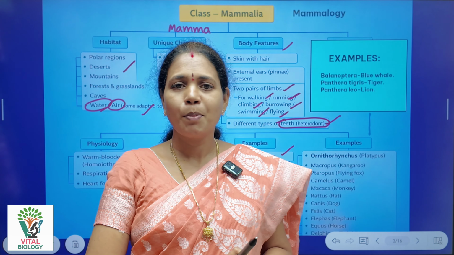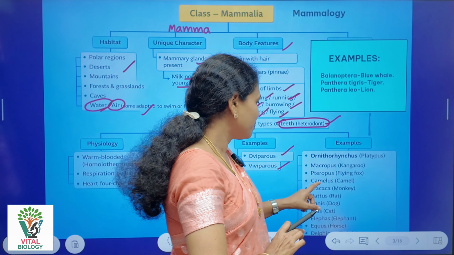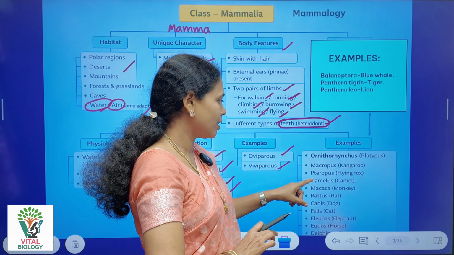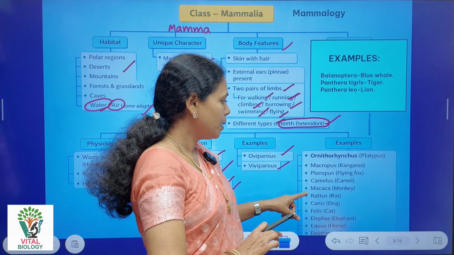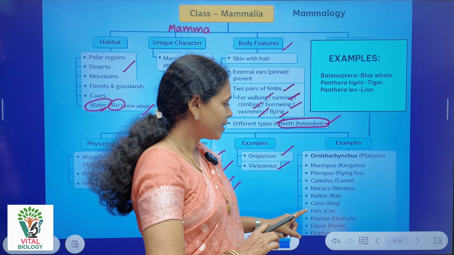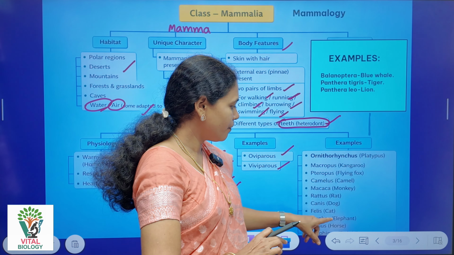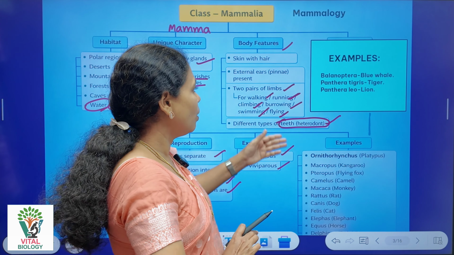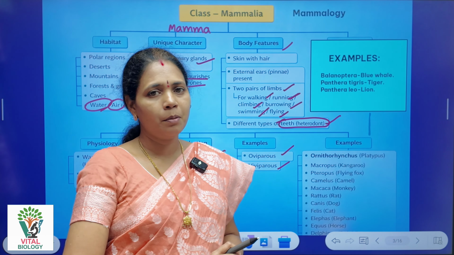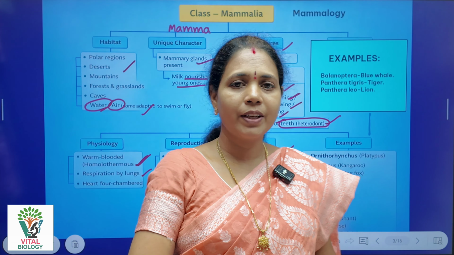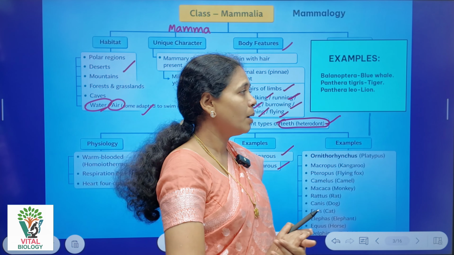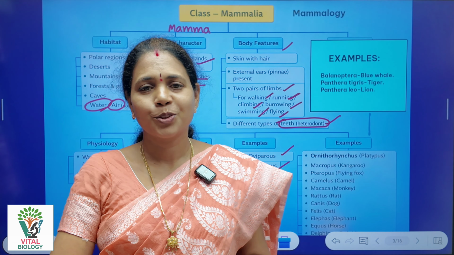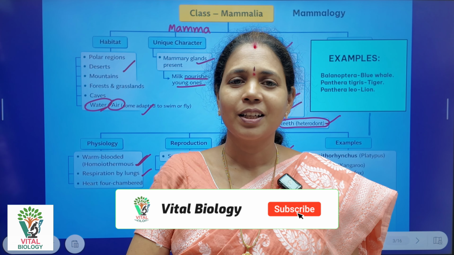So the kangaroo is a marsupial. Other examples are Pteropus, the bat or flying fox, Camelus camel, Macaca monkey, Rattus rat, Canis dog, Felis cat, Elephas elephant, Equus horse, Delphinus dolphin, along with Panthera tigris tiger, Panthera leo lion, and the last one, Balaenoptera, the blue whale. So these are the various examples of class Mammalia.